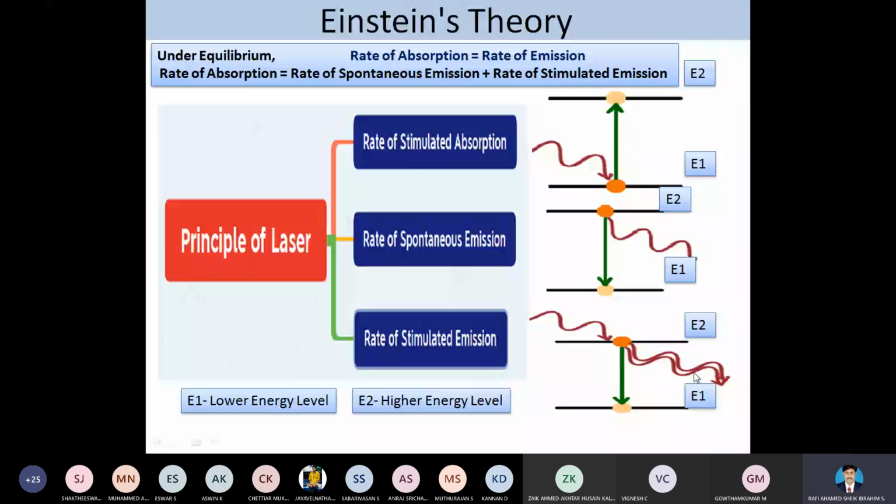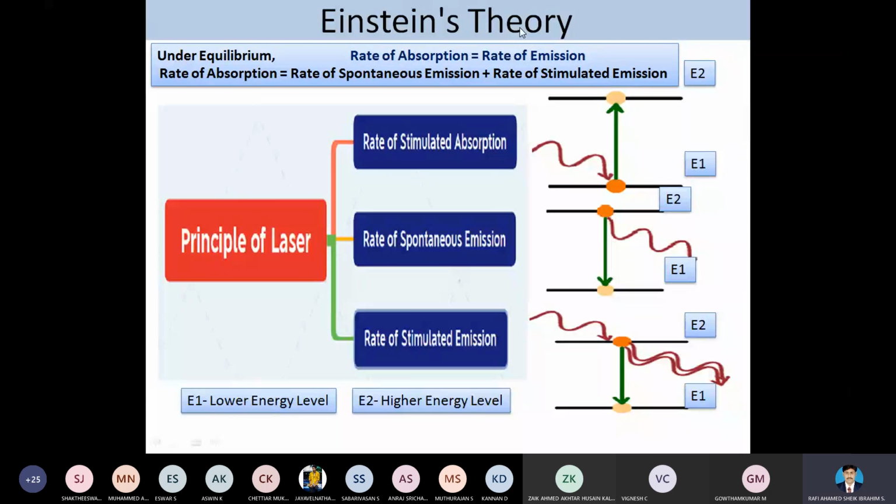Laser action plays on the basis of stimulated emission. That's why we say that the principle of laser is stimulated emission. So this stimulated emission is the last stage of the mechanism. This entire mechanism was explained by the scientist Einstein, so it is named Einstein's theory.